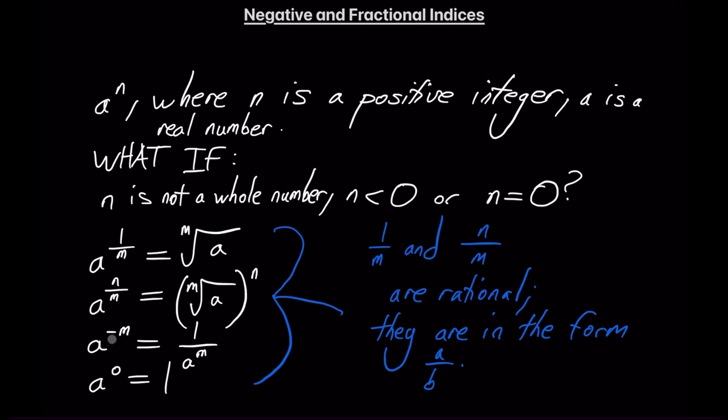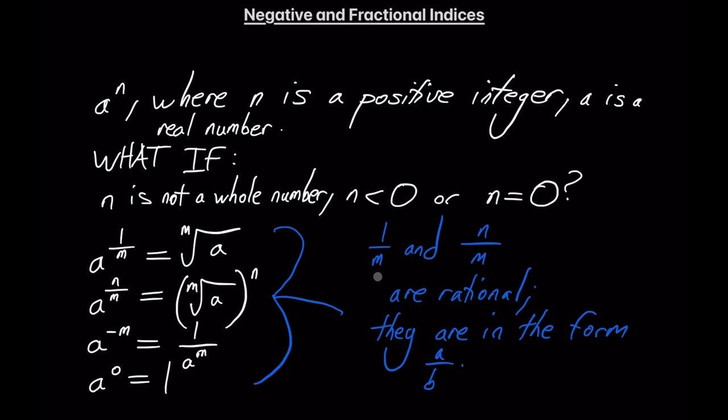When a is raised to a negative number m, whenever any number is raised to a negative power, we have to flip the number. We have to make it a fraction, or if it's already a fraction, we flip it again. So in this case, we've got a raised to the power negative m, so we can rewrite this as 1 over a raised to the power m. And then any number raised to the power 0 is always 1.